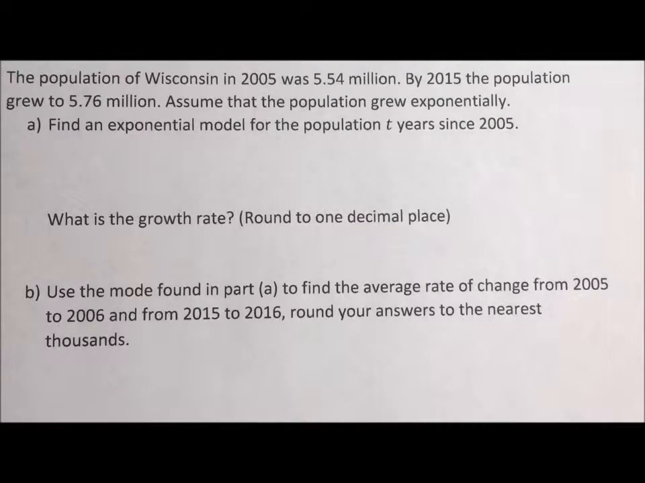Today I'm doing a series of videos on exponential equations. All right, the population of Wisconsin in 2005 was 5.54 million. By 2015, the population grew to 5.76 million. Assume that the population grew exponentially. Find the exponential model for the population T years since 2005.